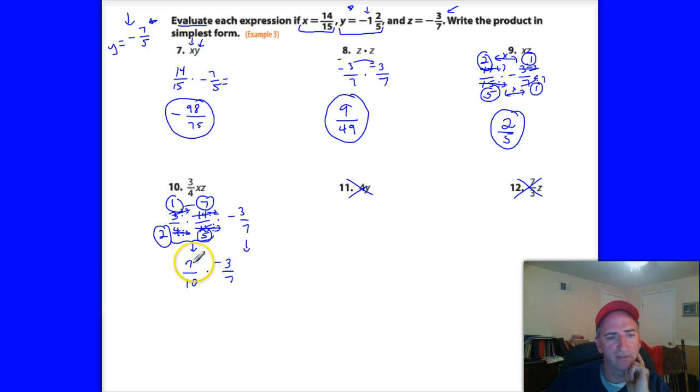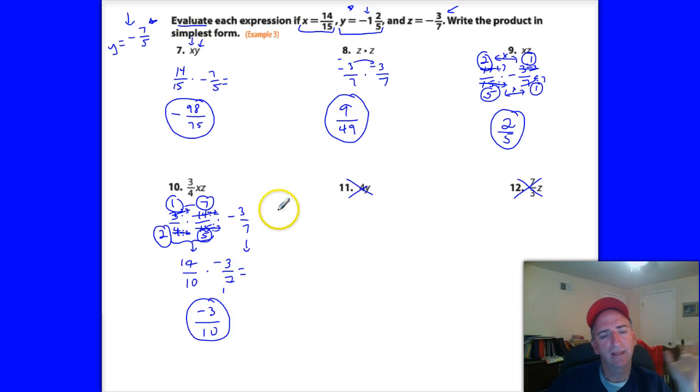And do you see that obvious one right there? 7 divided by 7 is 1, and 7 divided by 7 is 1. So look, you have 1 times negative 3, which equals negative 3. You have 10 times 1 equals 10. Negative 3/10.